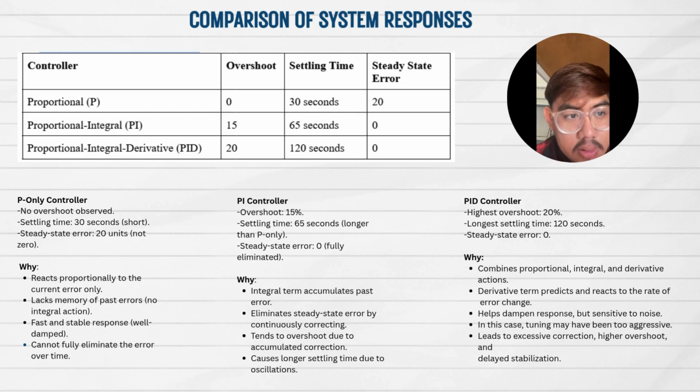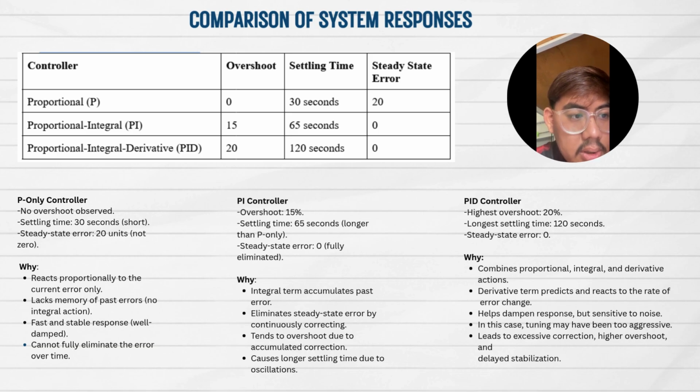That we can see at the table, P controller: no overshoot observed, settling time 30 seconds, steady state error 20 units. That's why it reacts proportionally to the current error only. It lacks memory of past error, gives a fast and stable response, and cannot fully estimate the error over time.